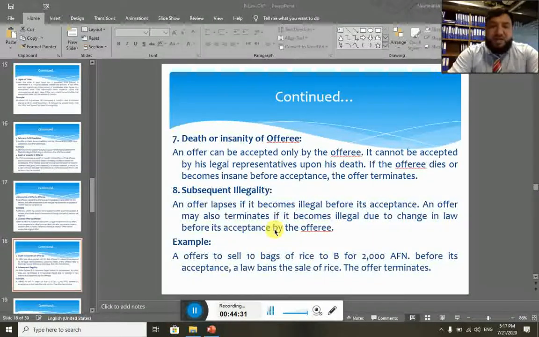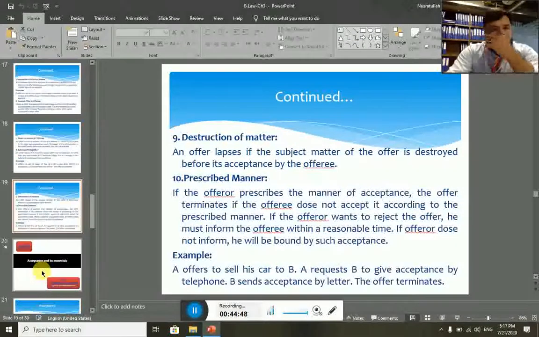And as I earlier mentioned, if Allah does not allow you to perform the contract, then you have to stop there and you have to benefit the other party as much as you have benefited. Next one is destruction of the subject matter. An offer lapses if the subject matter of the offer is destroyed before its acceptance by the offeree. Even if it is accepted, if the subject matter is destroyed, the offer is revoked.